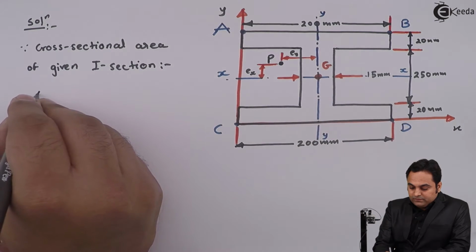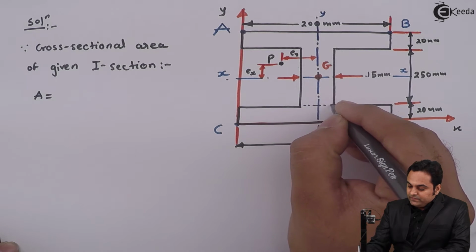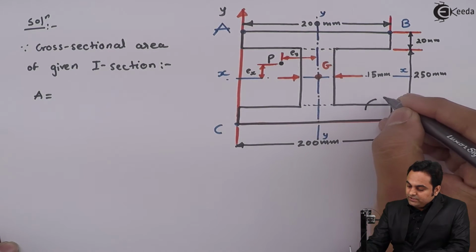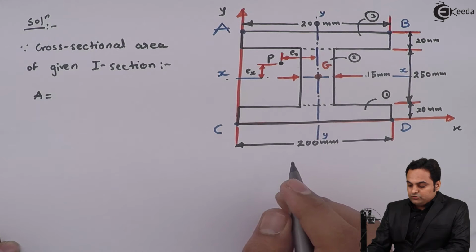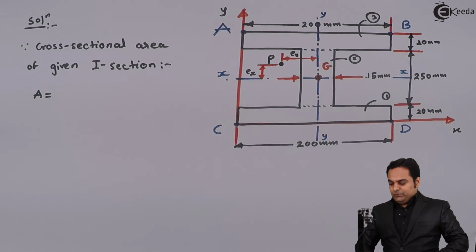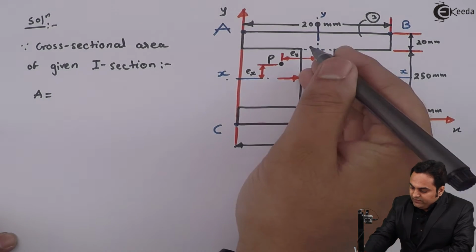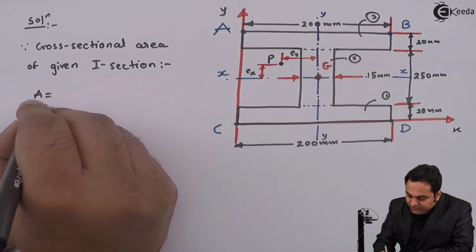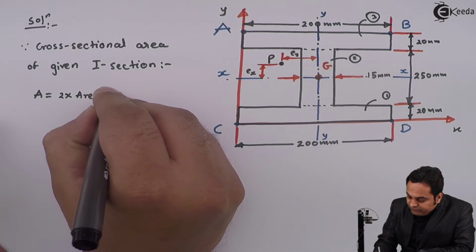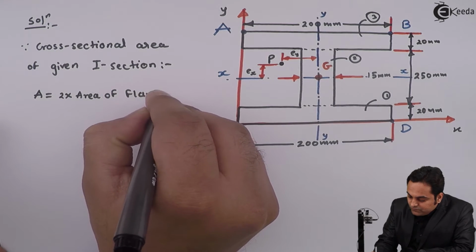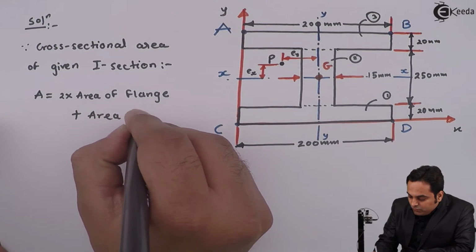that will be capital A is equal to, here as we can see in this I section, I divide it into number of parts. Here I'll call it first rectangle, second rectangle and third rectangle. So I will calculate the area here. So now here I'll get the capital A value. So area will be, here we have 2 flanges and 1 web. So area would be 2 into area of flange, that is 1 flange, plus area of web.